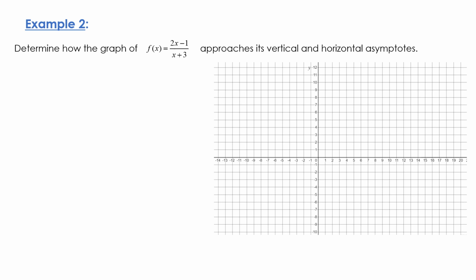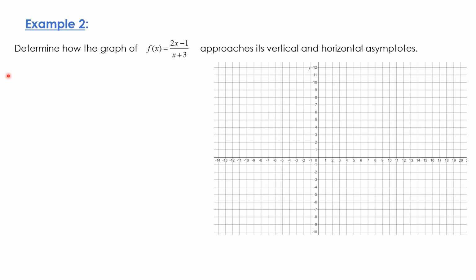Example 2, determine how the graph of f of x approaches its vertical and horizontal asymptotes. We haven't done this before. Approaches the asymptotes. How does it approach an asymptote? That's kind of a different style of question. So our function is in the form of a linear numerator and a linear denominator. We don't have anything too complicated there.